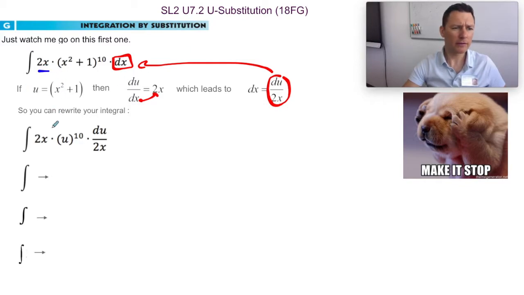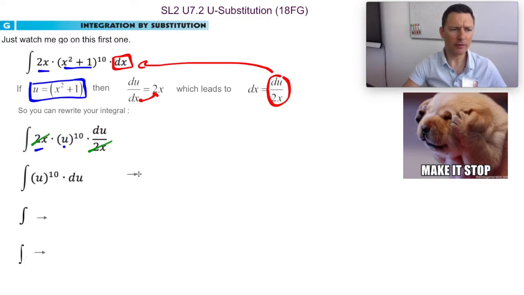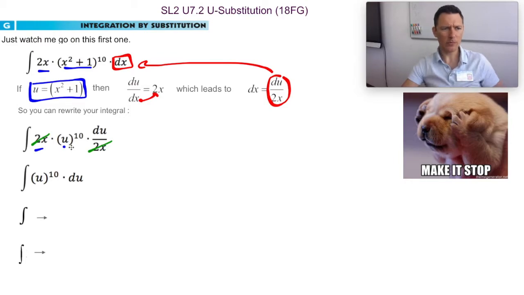Here's 2x, still there. Instead of all of this, we called it u, right? We called it u. And instead of dx, we called dx du over 2x. And there's a shorter version of this. I just want you to see the mechanics. That's nice because these cancel out, and you're just left with this. All right, u to the 10th du, and that's easy to integrate.